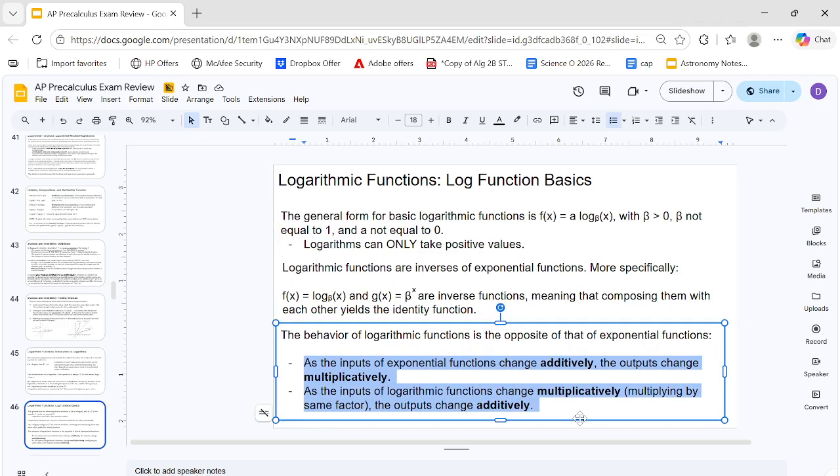It's important to know this behavior, so as the inputs for exponential functions change additively, outputs change multiplicatively, but it is the opposite for logarithmic functions. So if you, for example, multiply the input of a logarithmic function by 10, then the output will, every single time, increase by the same amount.